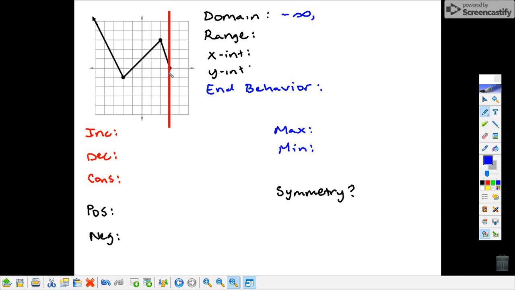But since it terminates right here, this is at the value positive 3. We'll go ahead and say 3. Since we're using interval notation, you don't include infinity symbols, so we use a parenthesis, but we are including this point since it hits right at 3. So I use a bracket.